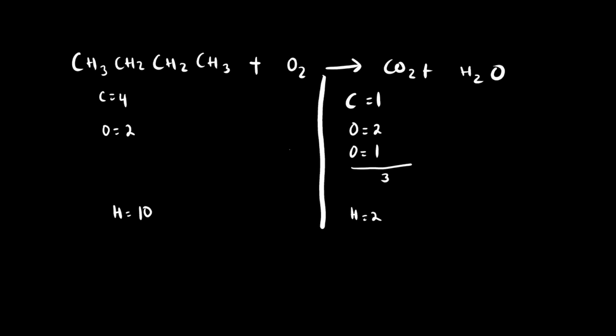Let's start by trying to balance out the carbons first. So on the left we have 4, and then on the right we have 1. Least common multiple of 1 and 4 is 4. So let's make the coefficient in front of carbon dioxide to be 4. With a coefficient of 4, we have 4 carbon on the right and 8 oxygen as part of carbon dioxide on the right hand side. So total, now instead of having 3 oxygen, we have a total of 9 oxygen on the right.